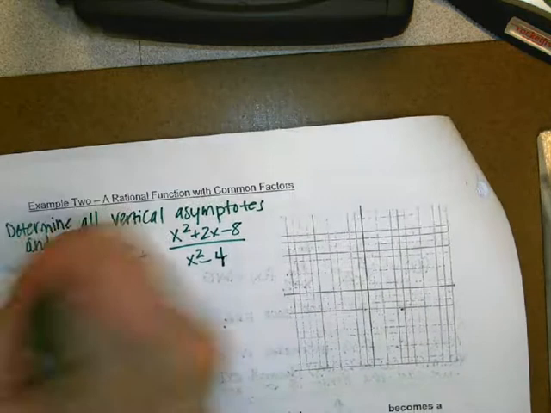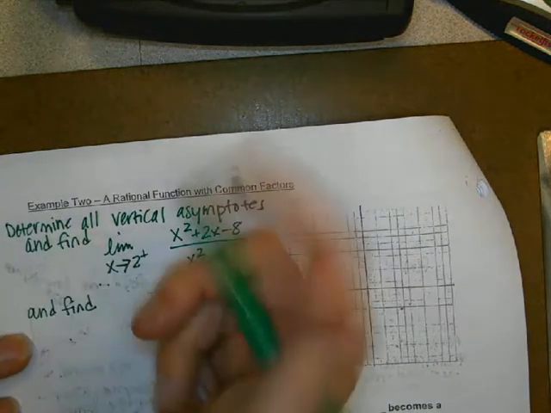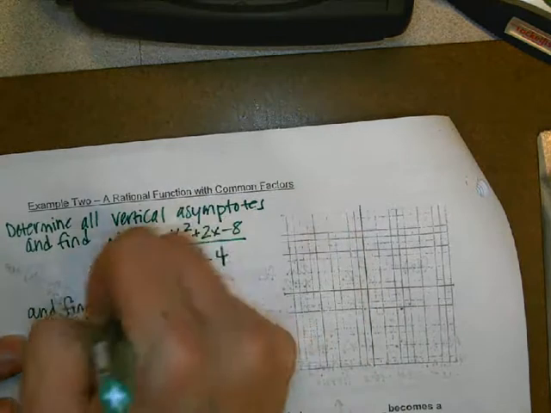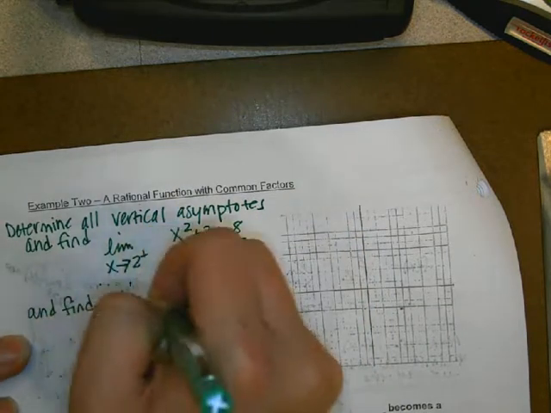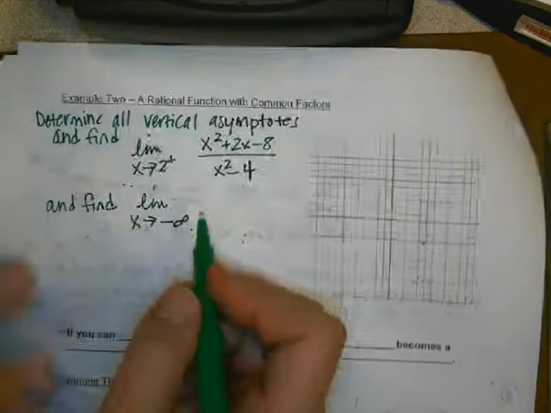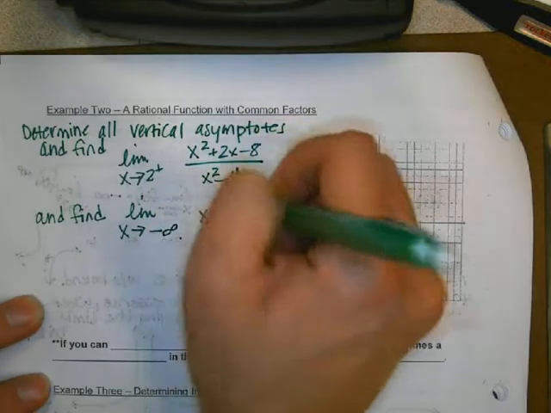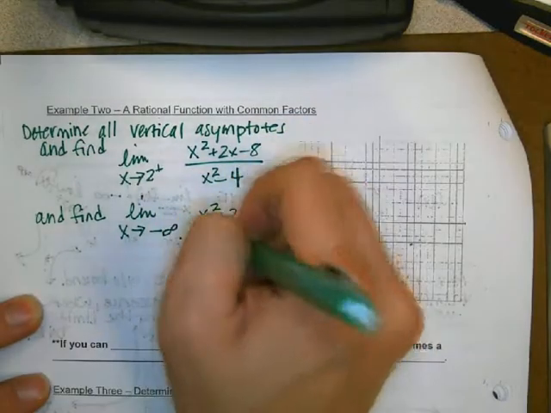And so I guess this is a three-parter. We're also going to find the limit as x approaches negative infinity. Now, that's new. We haven't done that piece of it yet. Of the same function, x squared plus 2x minus 8 over x squared minus 4.